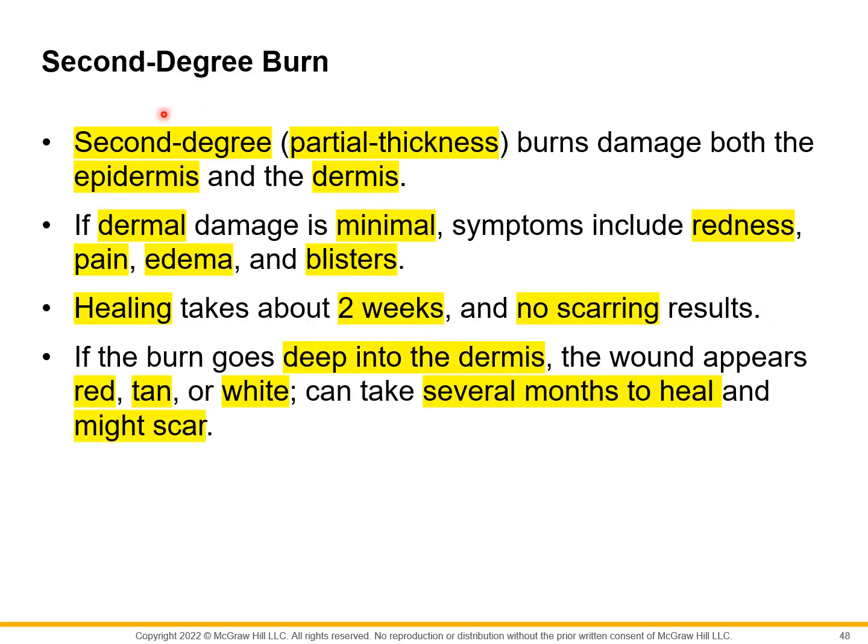Next are second degree burns. Now, this is referred to as partial thickness burns. So, dito po ang involved na is yung epidermis and yung dermis. Okay, ulitin natin. Sa second degree burn, this is referred to as partial thickness. Dito po, ang na-damage or ang nasira na is the epidermis and the dermis.